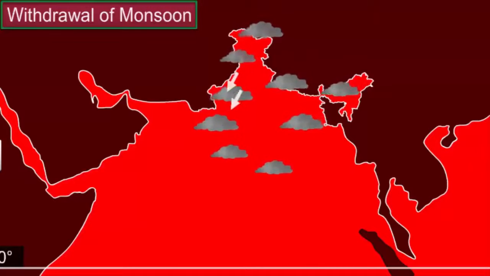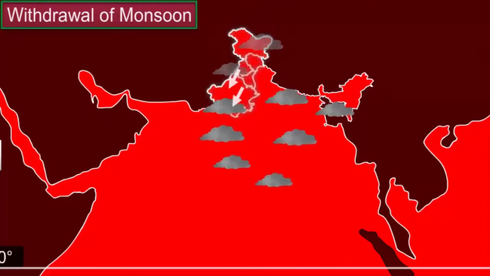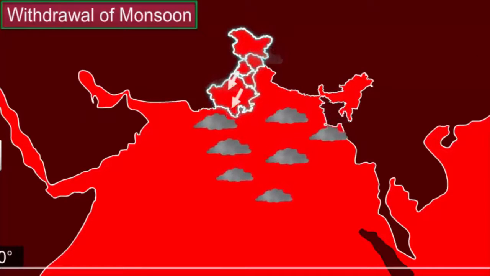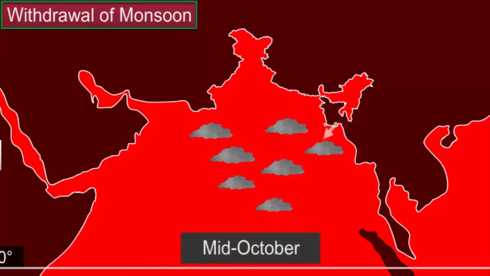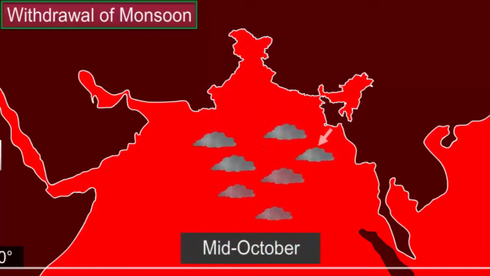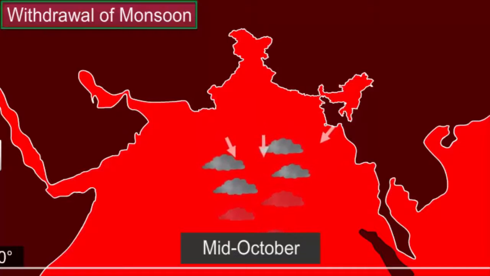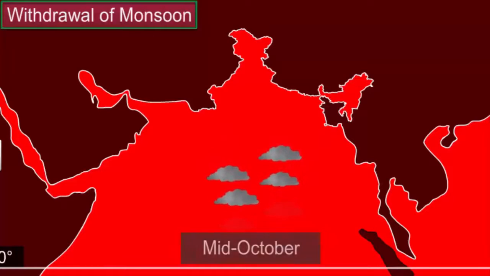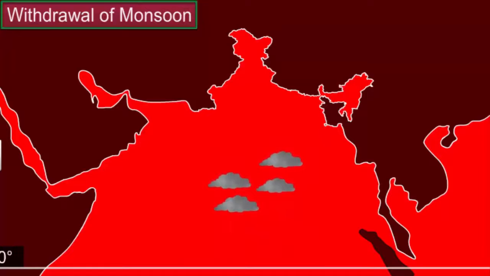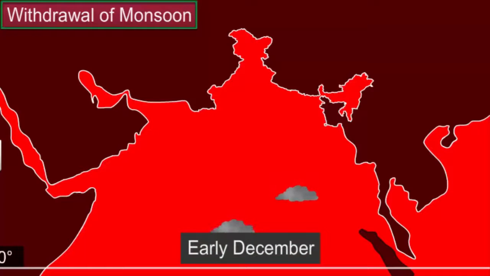The withdrawal of the monsoon begins in the northwestern states of India. By mid-October, it withdraws completely from the northern half of the peninsula. The withdrawal from the southern half of the peninsula is fairly rapid. By early December, the monsoon has withdrawn from the rest of the country.